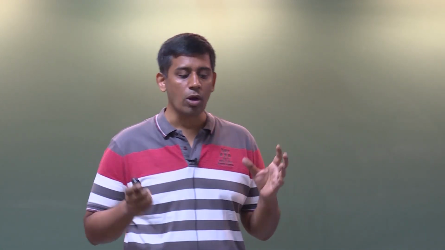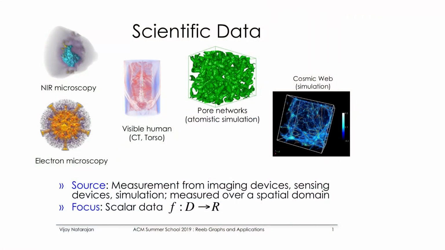So there are several areas that have spawned due to this. One is data science, and data visualization is a big part of this topic. For today, we are going to look at scientific data. So scientific data is data that comes from various science and engineering disciplines, where your domain has a spatial context. So what do I mean by spatial context?